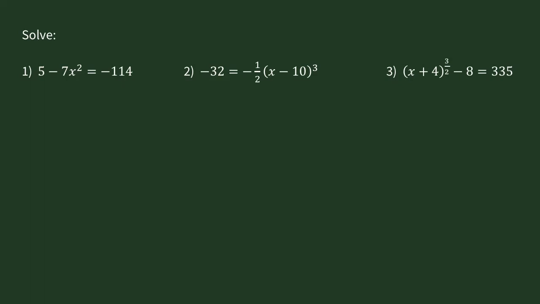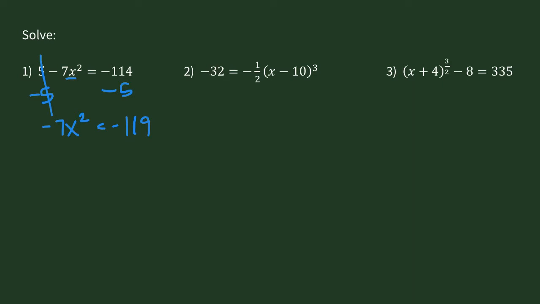Okay, so for the first one, number 1, we want to solve for x for all of these. We want to isolate x. We're trying to get that variable by itself. So we're trying to undo the other operations that are being done to x. So we don't want that 5 in the front. We're going to subtract 5. That's how we're going to start out. Subtract 5 from both sides. Then we have negative 7x squared equals negative 119.